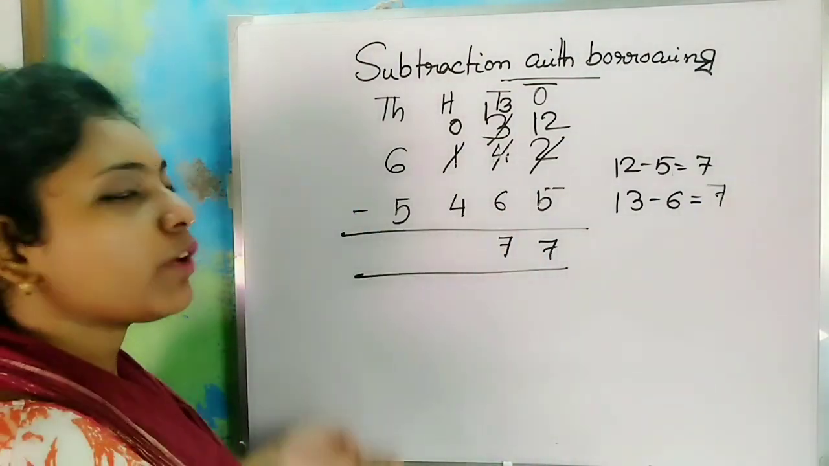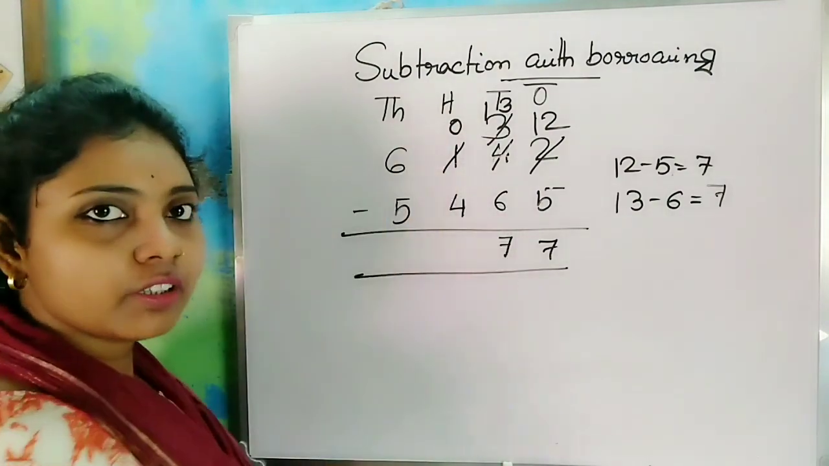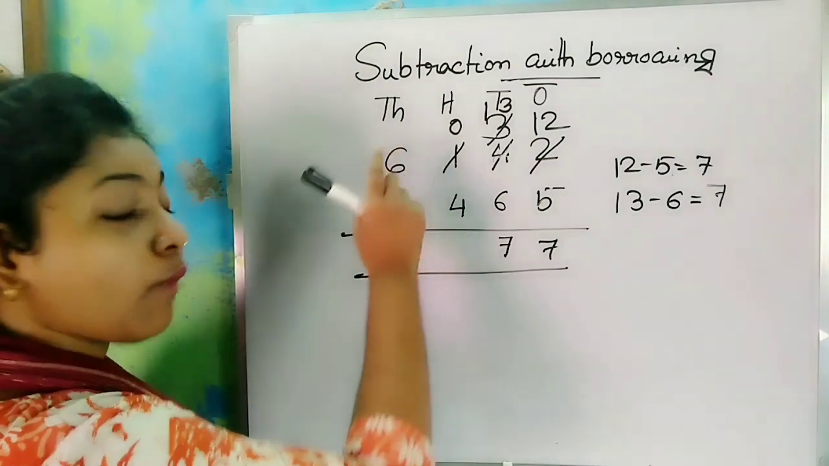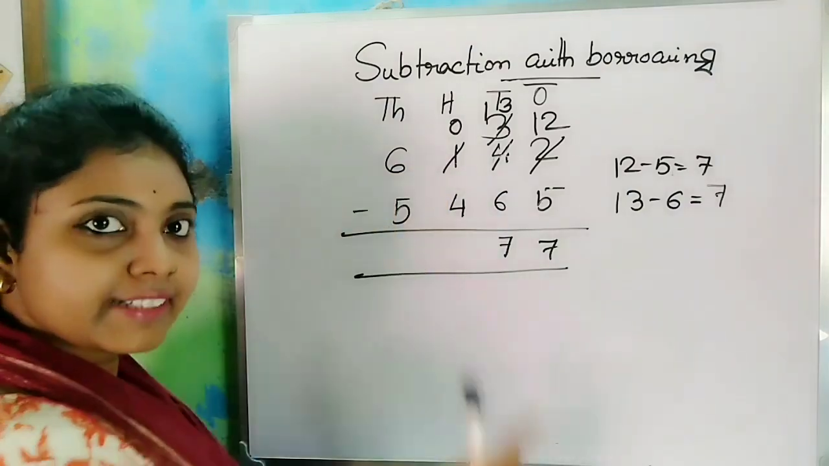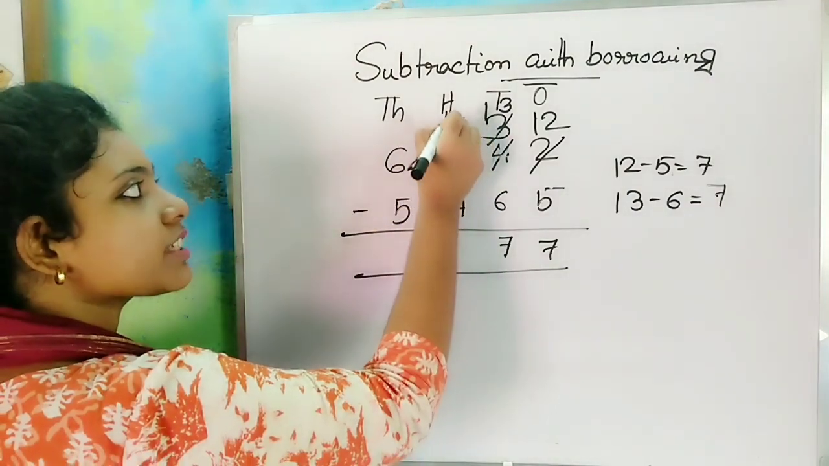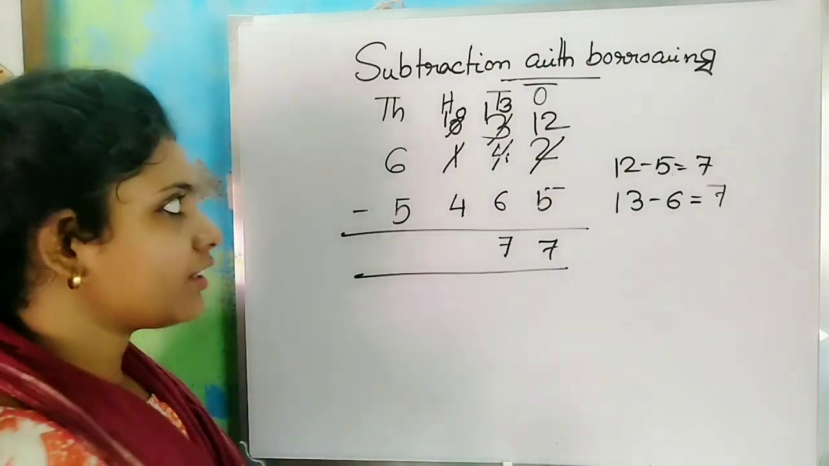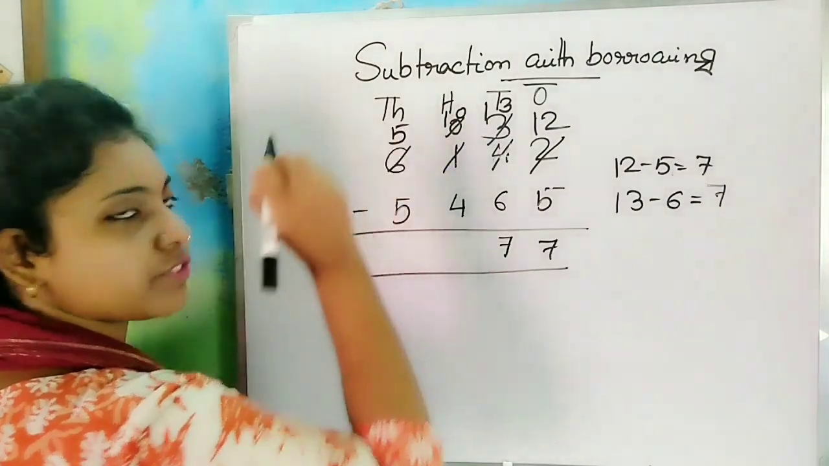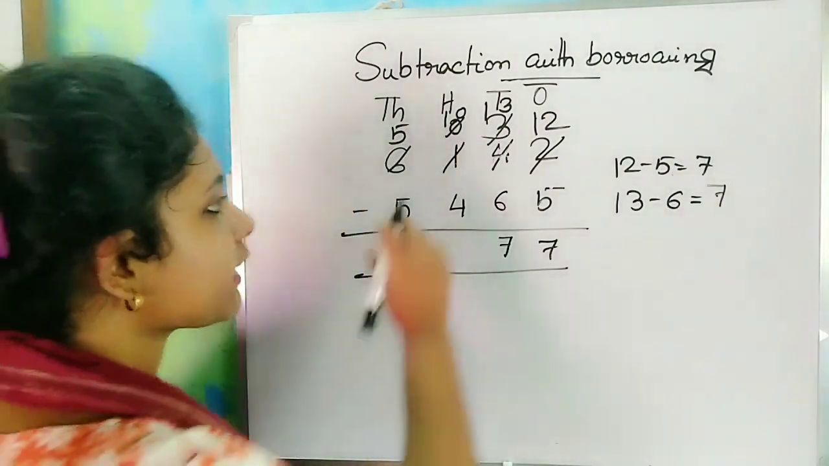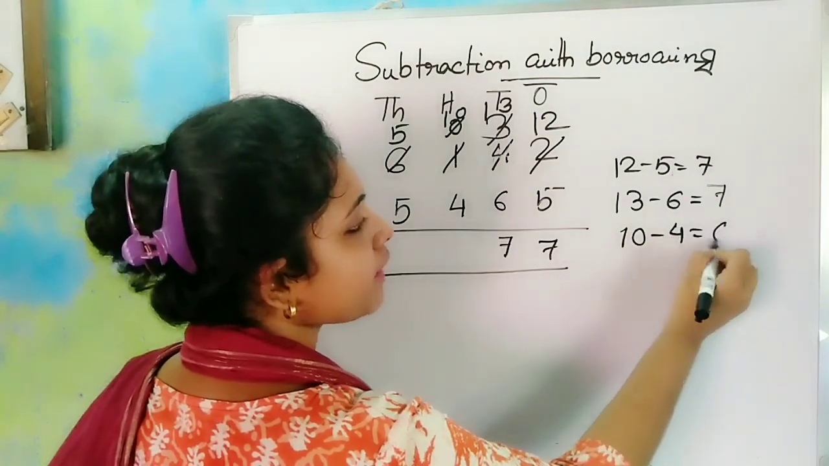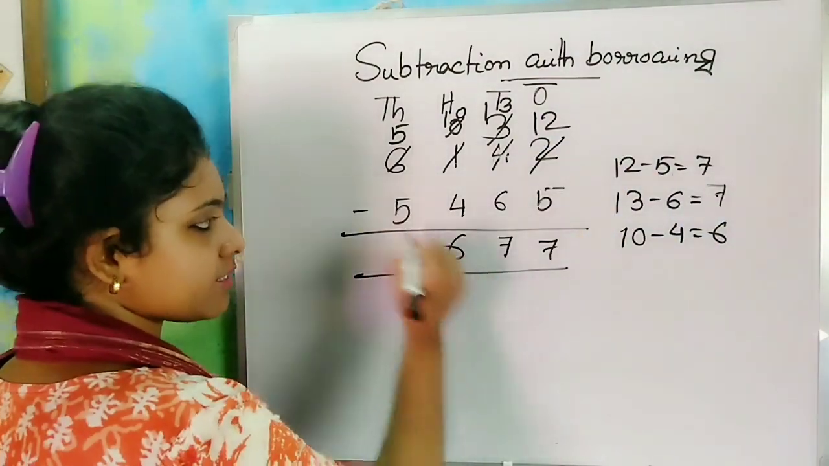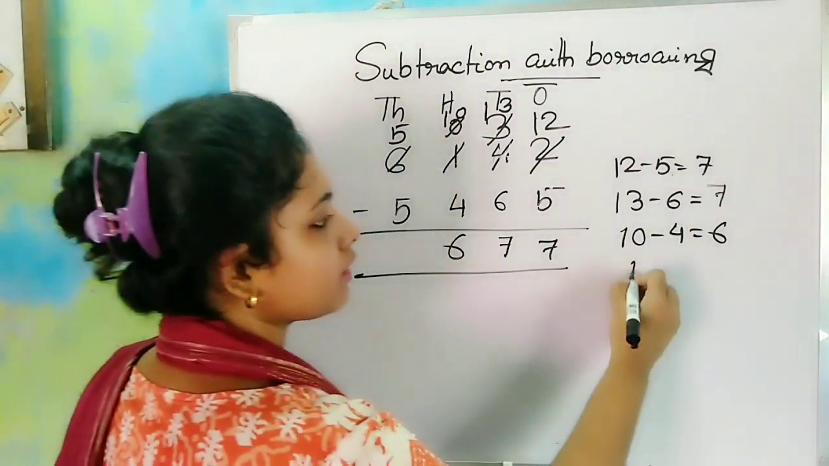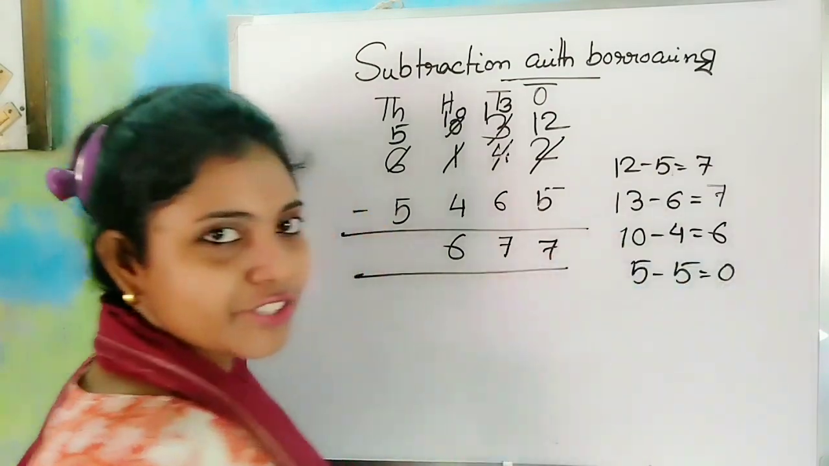Next, see, we have to subtract 4 from 0, but 0 is smaller than 4. So we have to borrow 1000 from this place. That is, we have to add 10 with 0. So 10 plus 0 means 10. And here we have to subtract 1 from 6. That is the before number of 6, which is 5. So 10 minus 4 means 6. So we have to write here 6, and at last 5 minus 5, that is 0. So this is 0.